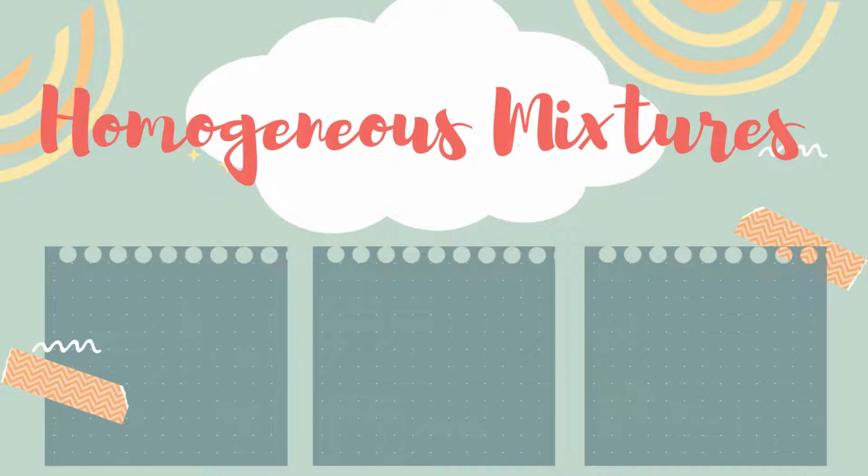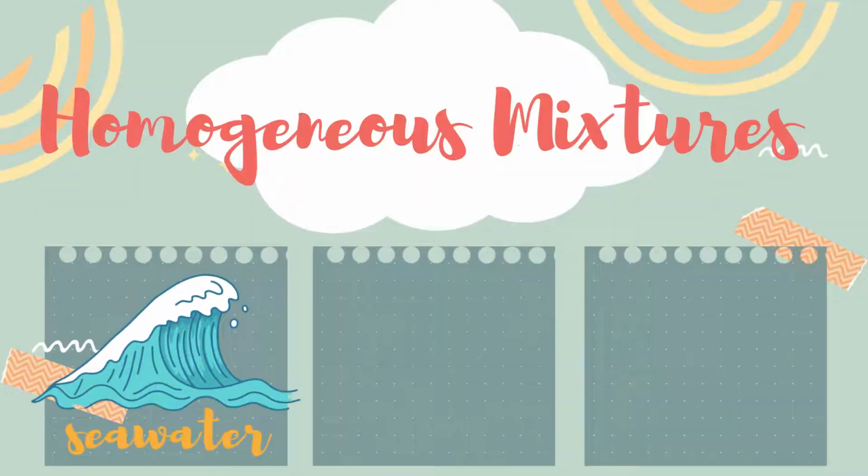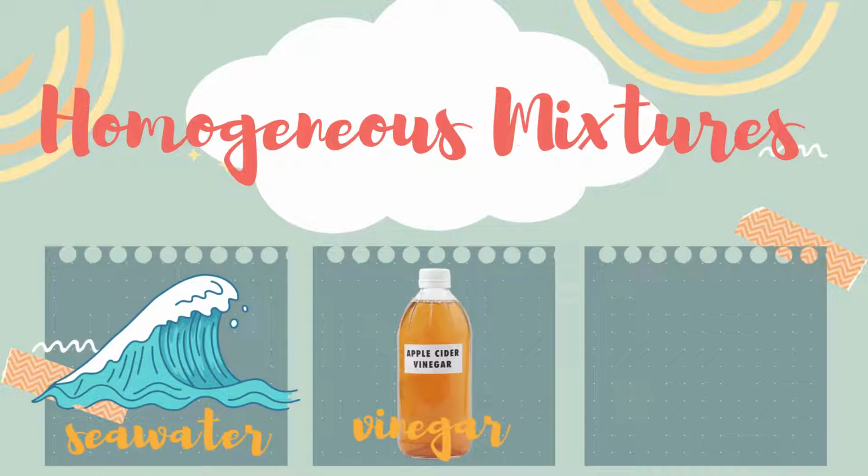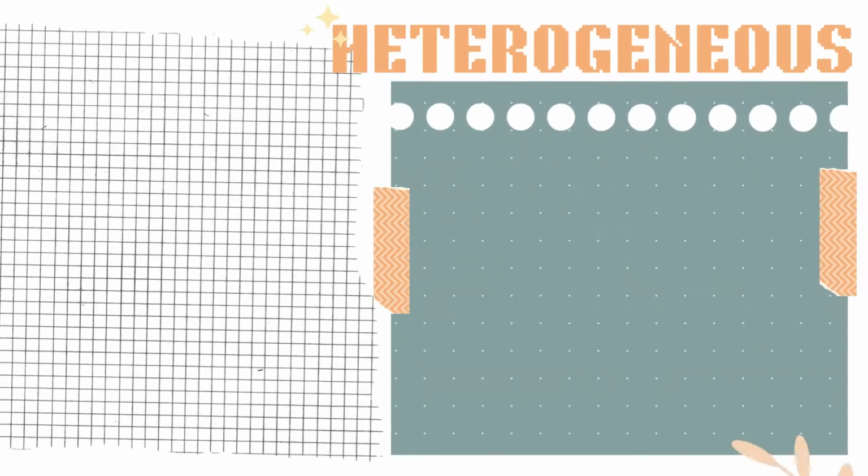These are other examples of homogeneous mixtures. Seawater, which is a combination of salt and water. Vinegar, a combination of acetic acid and water. And air, a combination of different gases such as oxygen, nitrogen, and carbon dioxide.